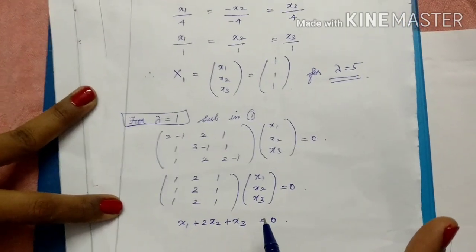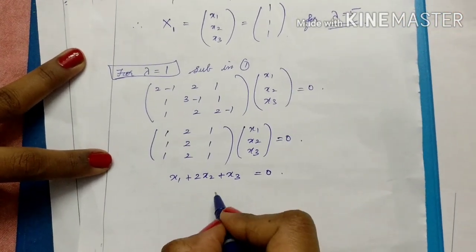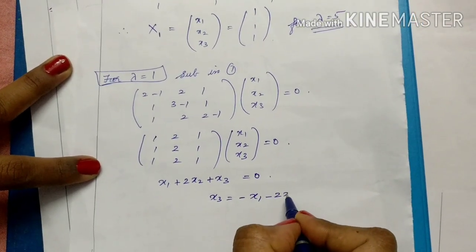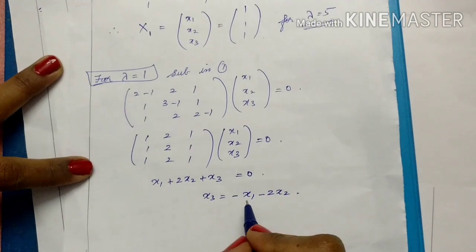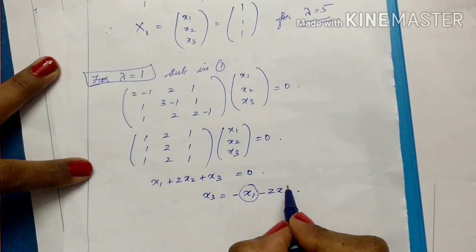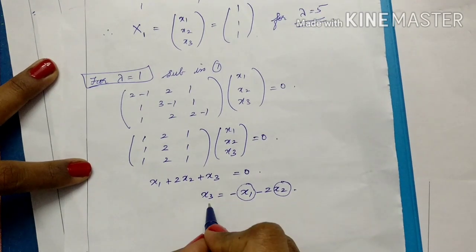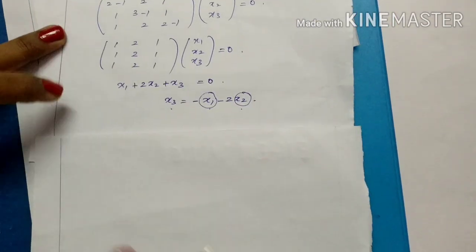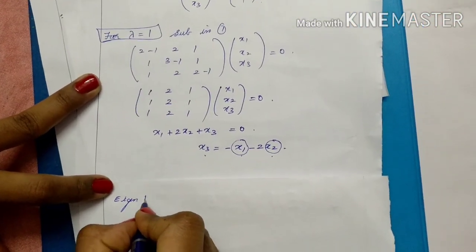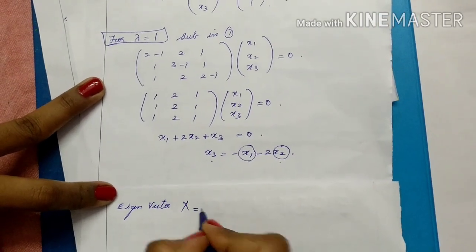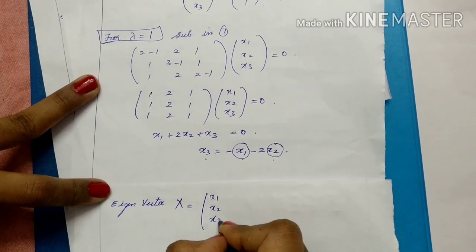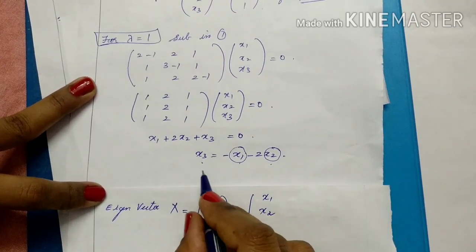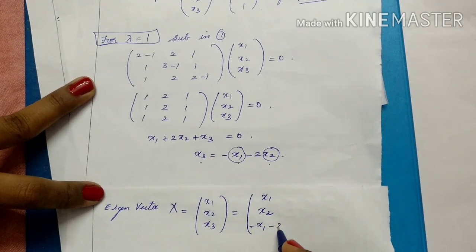3 unknowns, we are having only one equation over here. So let me write this equation as x3 is equal to minus x1 minus 2x2. What it means here is we can choose any value for x1 and any value for x2, but x3 is going to depend upon x1 and x2. So my eigenvector x, which is x1, x2, x3, is now going to be x1 of my choice, x2 of my choice, but x3 is going to depend on x1 and x2.